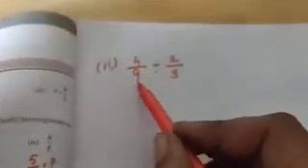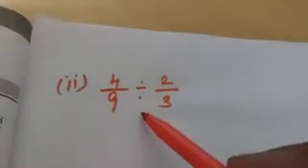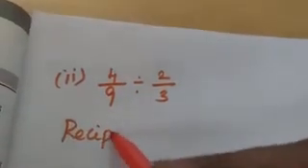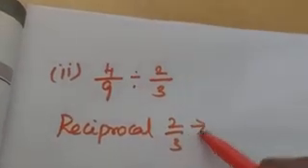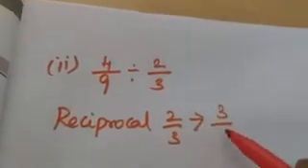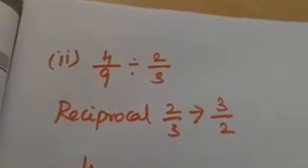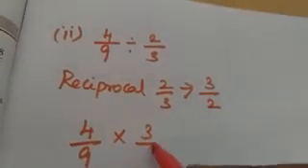Question number 2, 4 by 9 divided by 2 by 3. What we have to do first? Yes, reciprocal we have to find out. Reciprocal of which number? After the division, which fraction is given, for that. So reciprocal of 2 by 3 is 3 by 2. Now we got the reciprocal, then multiply. 4 by 9 multiplied by 3 by 2.